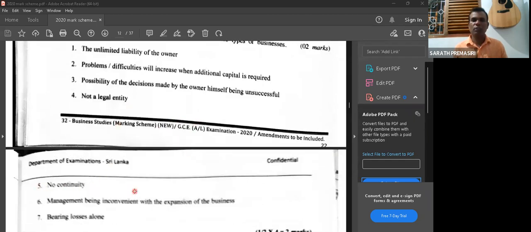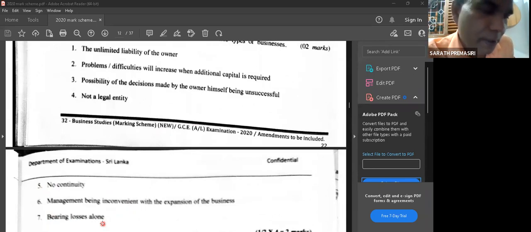See, no continuity. Please write them out. I'll explain later. No continuity. Management being inconvenient. Bearing losses alone.